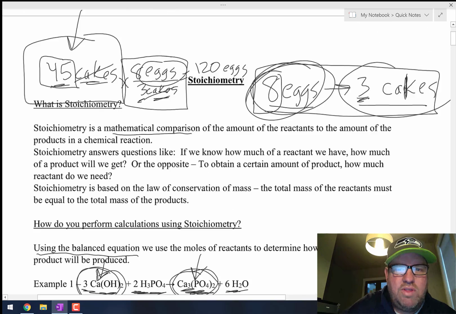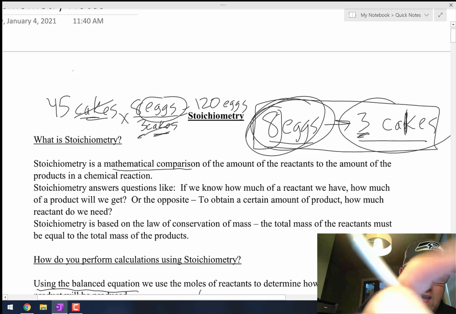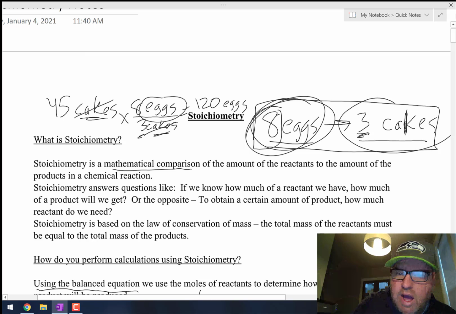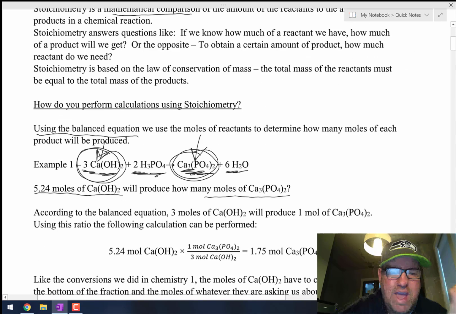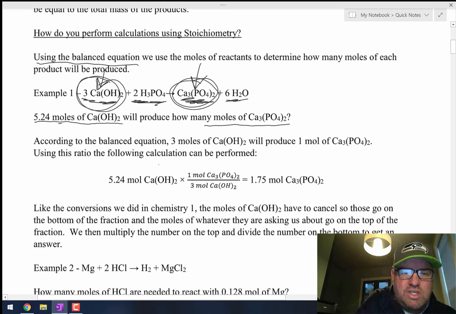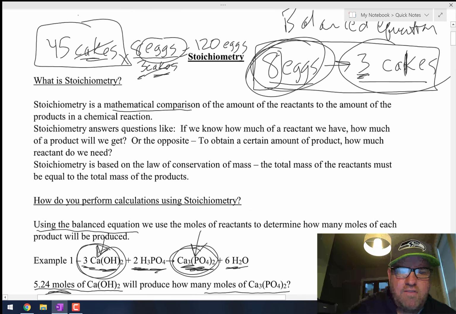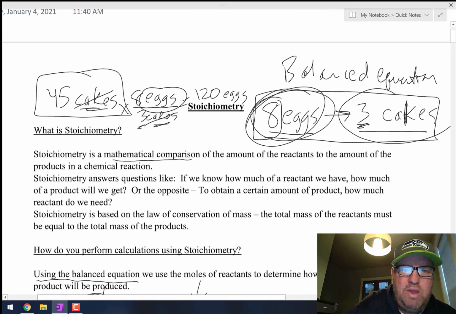Notice how this looks really similar to the problem I did up here when I converted my 45 cakes to eggs using my balanced equation. There I went from cakes to eggs; here I'm going to go from moles of calcium hydroxide to moles of calcium phosphate. So I start with what they give me, the 5.24 moles, just like up here I started with the 45 cakes. And then what did I put on the bottom? Whatever's right here. Since I had cakes here, I had to put cakes on the bottom.